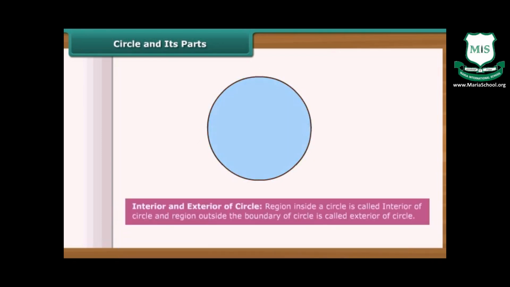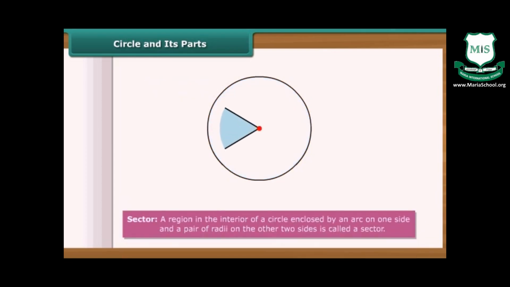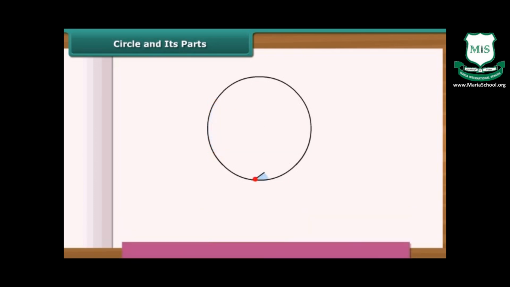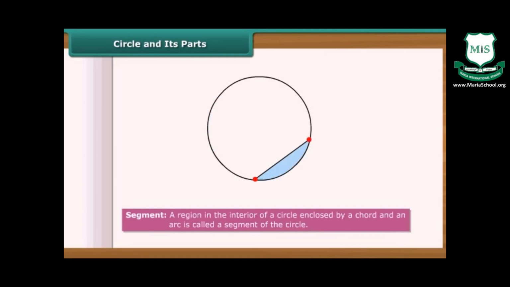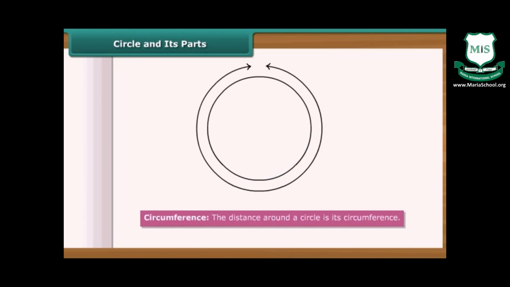Like any other closed figure, a circle has an interior and exterior region. The region inside a circle bounded by 2 radii and an arc of the circle is called a sector of the circle. Similarly, a portion bounded by a chord and an arc of the circle is called a segment of the circle. The boundary of a circle is known as the circumference of the circle. The distance around a circle is its circumference.